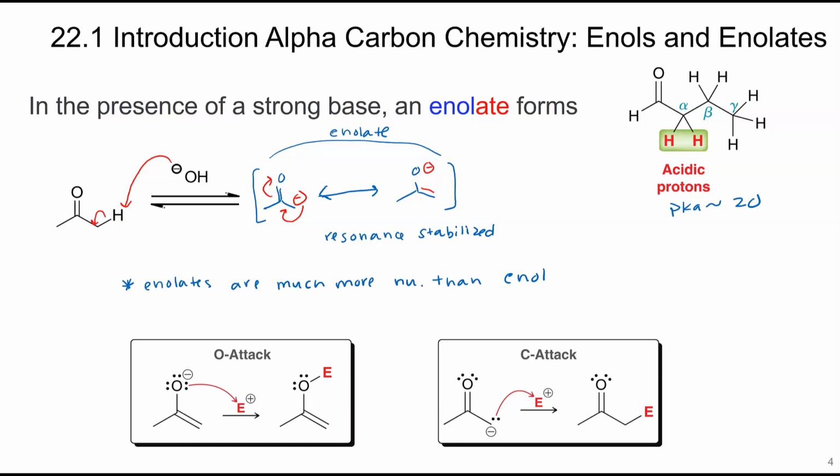Once we form the enolate, it can undergo an oxygen attack where the negative charge from the oxygen attacks an electrophile, and we get the O-E. We can also get a carbon attack where the nucleophilic carbon can attack the electrophile with its negative charge, forming a new bond to that electrophile. Alpha protons are the only ones on an aldehyde or a ketone that can be removed to form an enolate. We can't take the beta or the gamma protons. Those are not resonance stabilized.